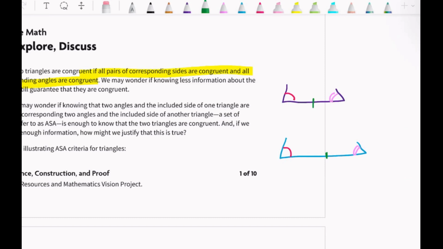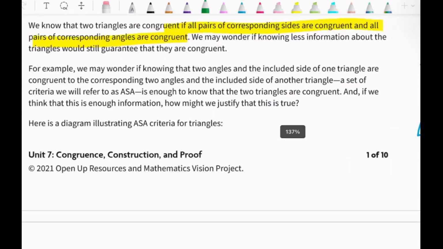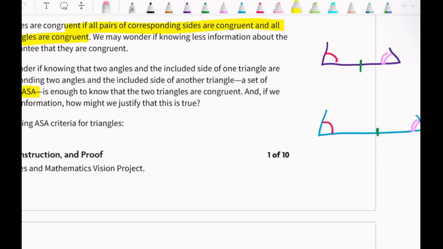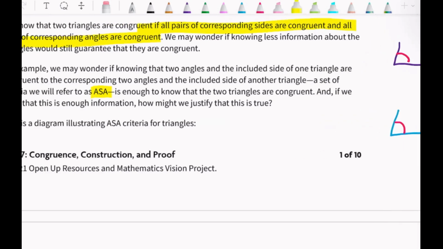Okay. So, if they're congruent, that would satisfy it, right? And then we will refer to this as ASA, as an angle, then side, then angle. Okay, not AAS, because that's a completely different one, you got to pay attention to order here. Okay, is enough to know that the two triangles are congruent. And if we think that this is enough information, how can we justify that this is true? So here's a diagram illustrating ASA for triangles.